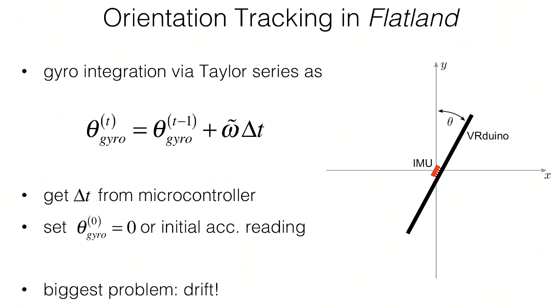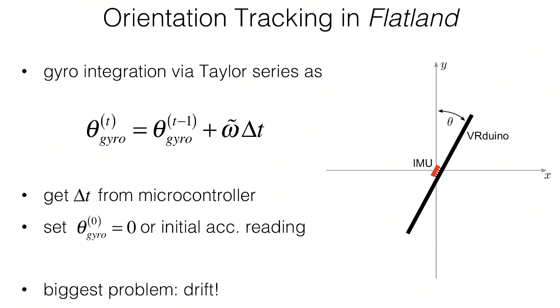So again, we take the gyro measurement. It's just a single value omega tilde. We multiply it by the time step delta t, and we add it to our last estimate of the gyro, and that's how we're going to integrate our gyro measurements. We can get delta t from the microcontroller, let's say the Arduino that we're using, and we have to set the initial value to something. For example, we could set the first gyro measurement or the first angle to 0, or we could use the initial accelerometer reading or some other initial guess, and then we're going to track over time.